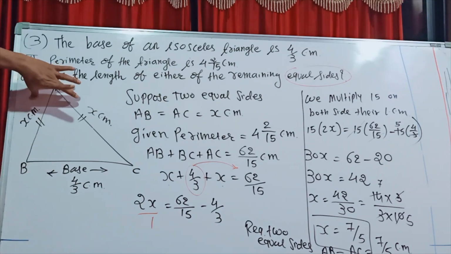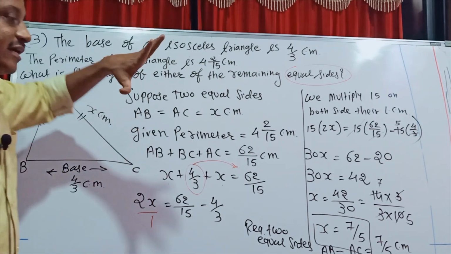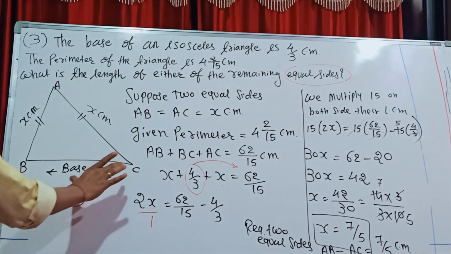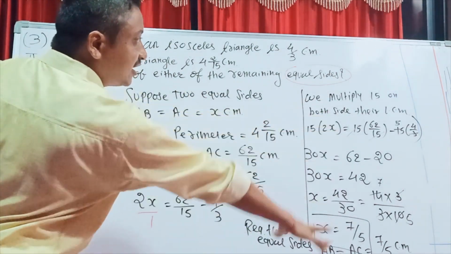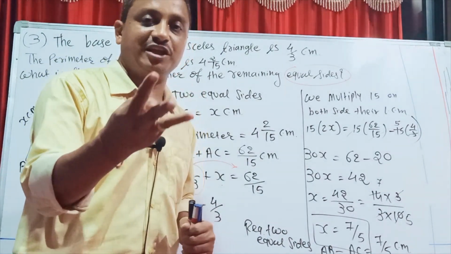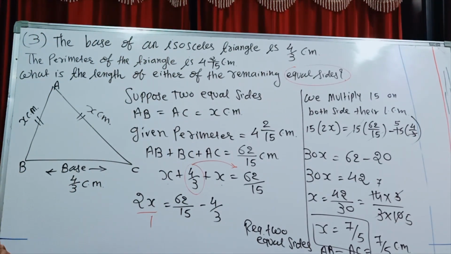One more time I just repeat. Two equal sides for our isosceles triangle. That's why I am taking two values, x and x. Base already given. Applying perimeter and further calculations. Students, this numerical is especially for 3 marks. Yes, write properly, students.